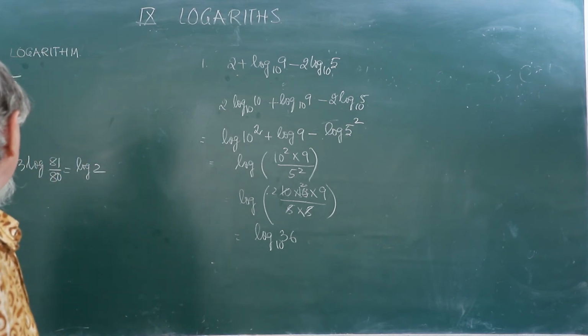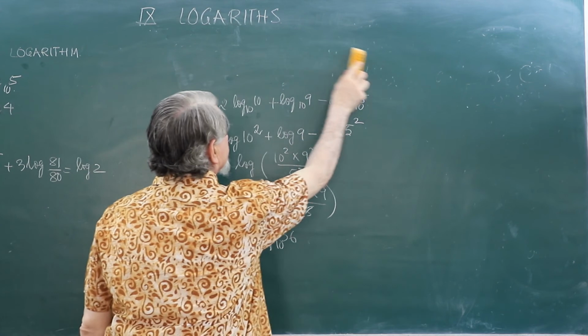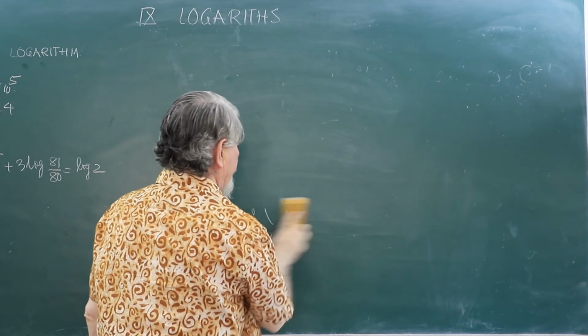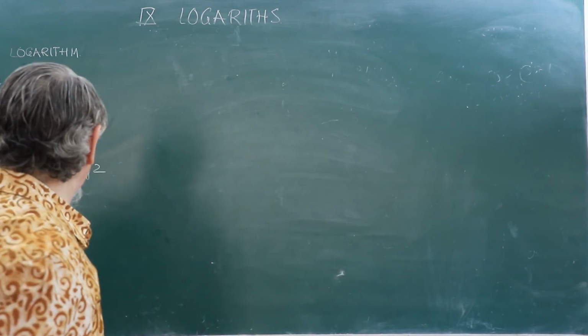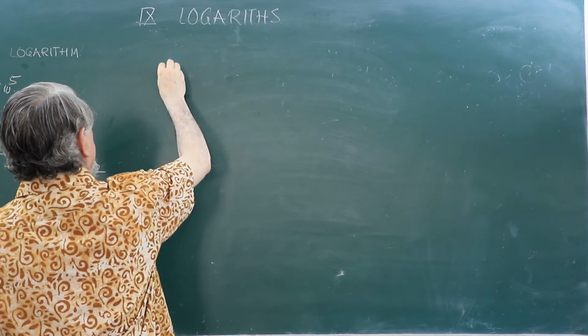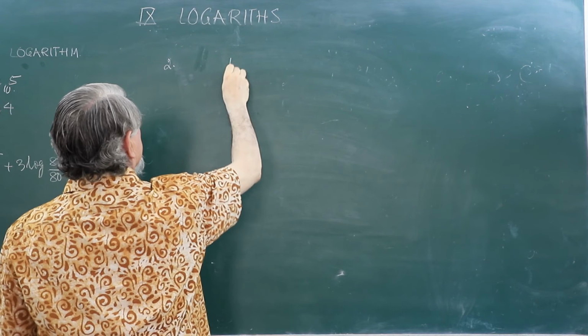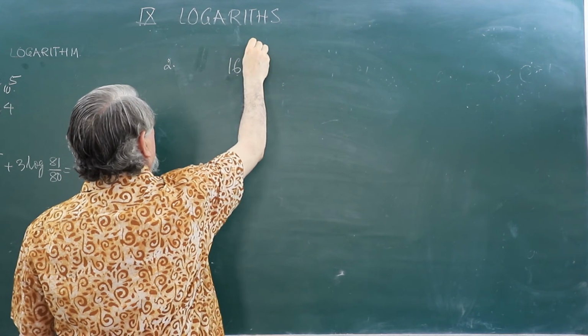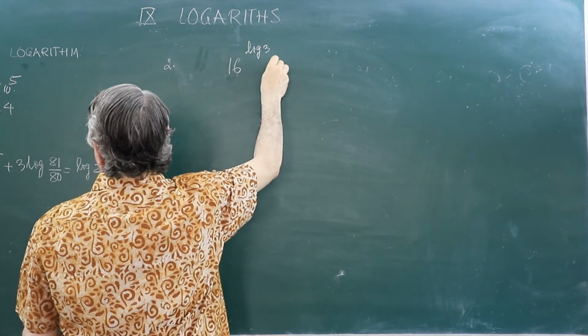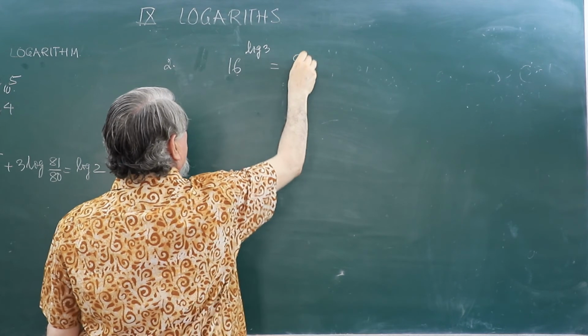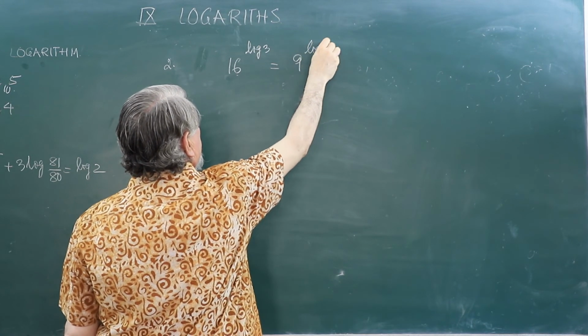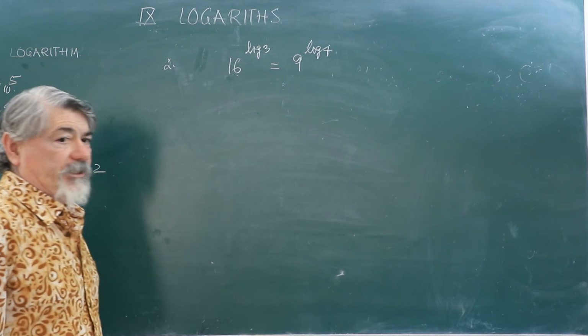Now let us see the next question in this, which is, it says prove 16 to the power log 3 is equal to 9 to the power log 4. They are equal. We have to prove them to be equal.